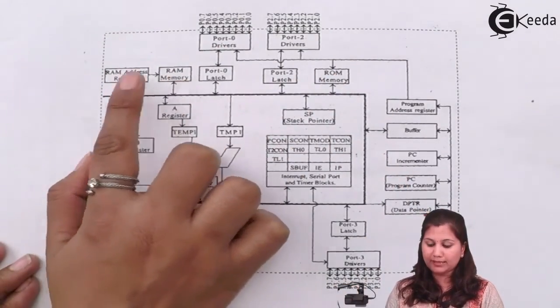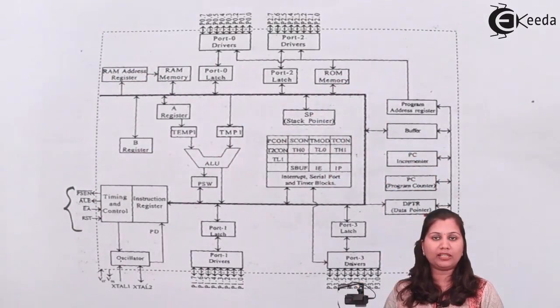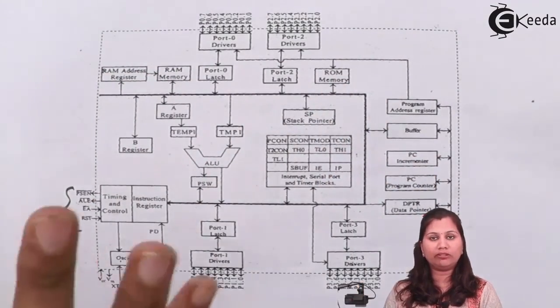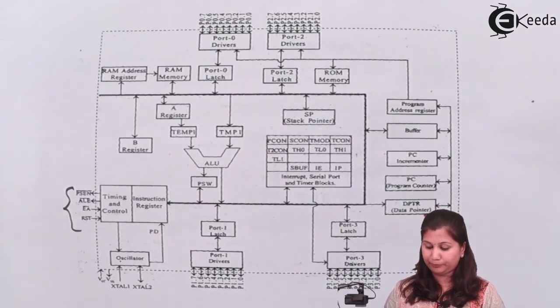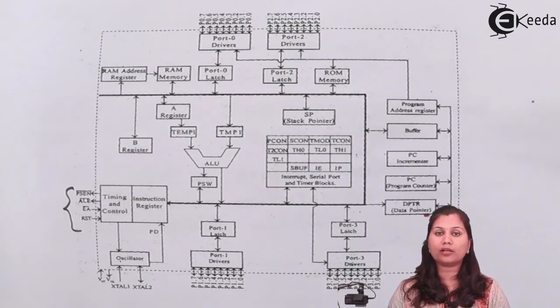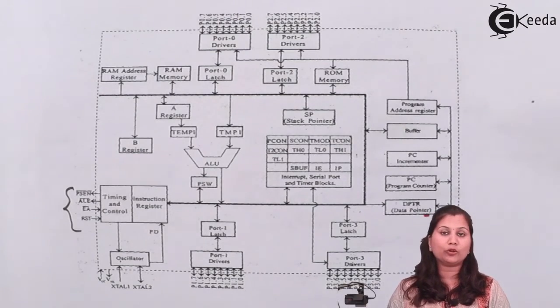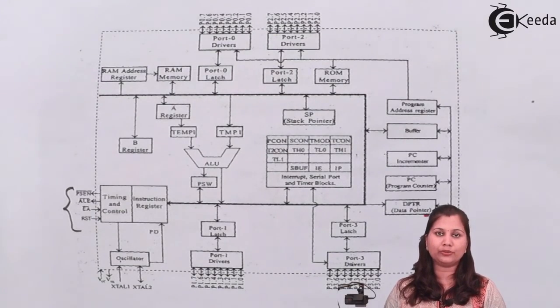The RAM has the address register, while for ROM we don't have any address register, we can only read the ROM memory. So this was the architecture, or we can say the block diagram, of the 8051 microcontroller. So I hope that this topic is clear to you. Thank you.